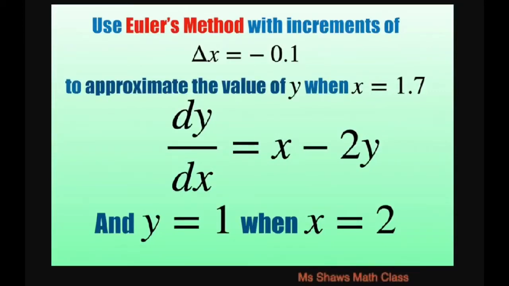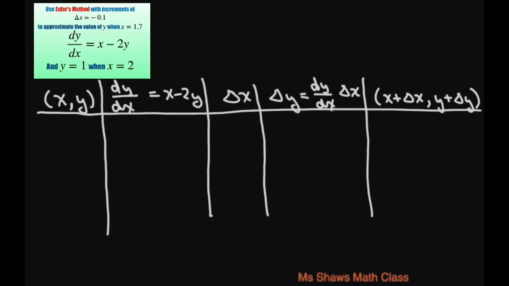Everyone, we're going to use Euler's method with increments of delta x equals negative 0.1 to approximate the value of y when x is 1.7. We have dy divided by dx equals x minus 2y, and y equals 1 when x is 2. I set up a little table to make this a little easier, and we're starting at x is 2 and then y is 1. So basically we're going to keep subtracting 0.1 till we get to 1.7.